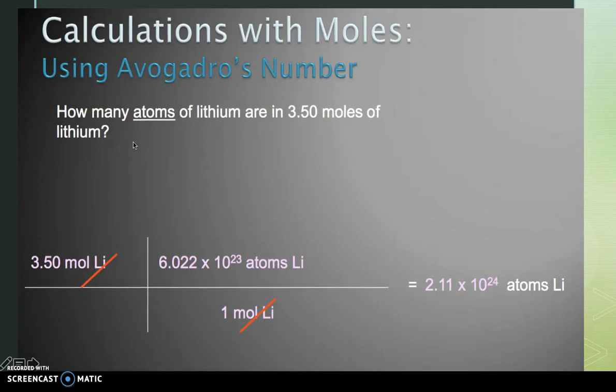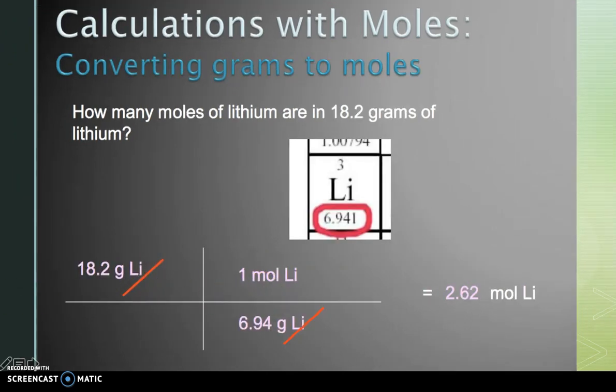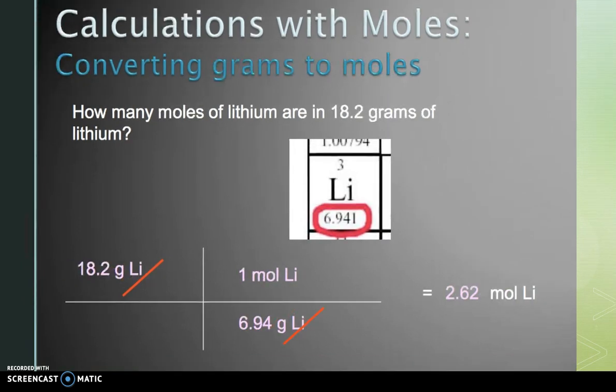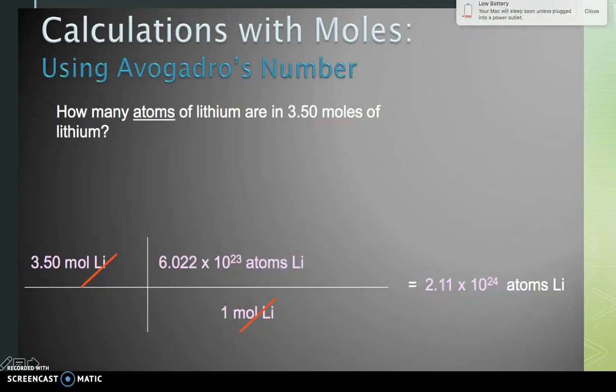And then if I'm looking for atoms, I use Avogadro's number, okay? And so it's the same thing. This is over 1, and these are multiplied. And then I get 24.3 grams, okay? And this again, here I'm converting grams to moles. I'm just flip-flopping, okay? Instead of moles being at the bottom, moles are at the top.